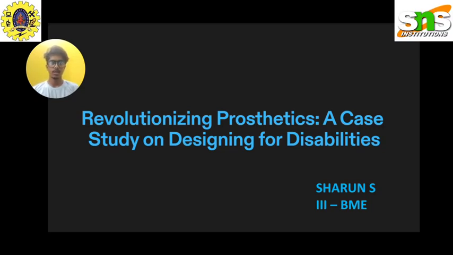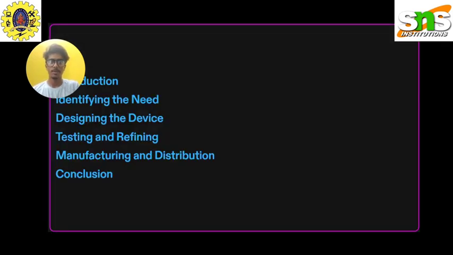Today we are going to see a case study on revolutionizing prosthetic designing for disabilities. Abstract of the PPT: introduction, identifying the need, designing the device, testing and refining, manufacturing, distribution and conclusion.